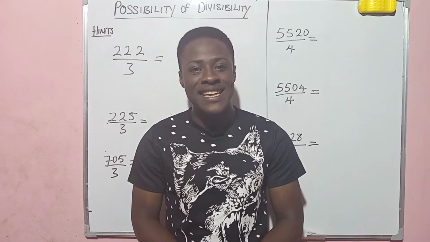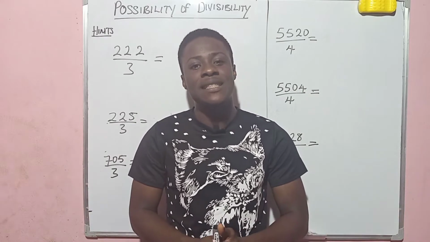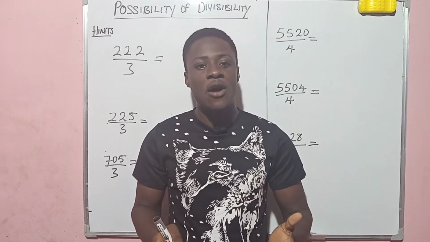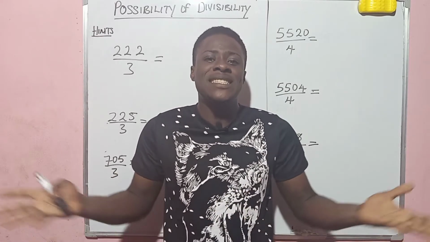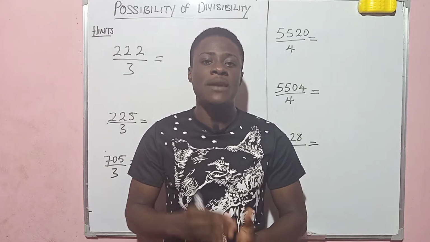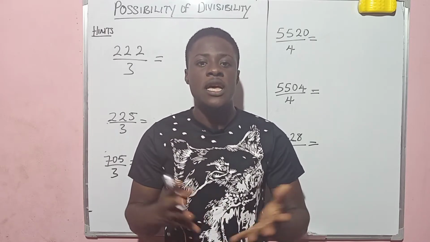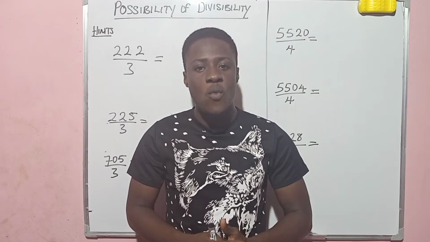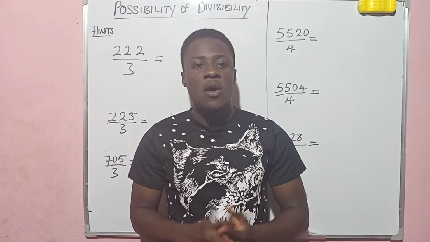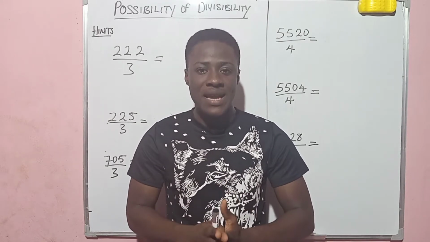Okay, what do we have today? We'll be discussing a very important and kind of interesting hint in mathematics. I call it possibility of divisibility. What is it all about? When we talk of possibility of divisibility, automatically we are making reference to the possible values we can use to divide what numbers. We will be starting from 1. When do we say that 1 can divide a number? Automatically, every number is divisible by 1.